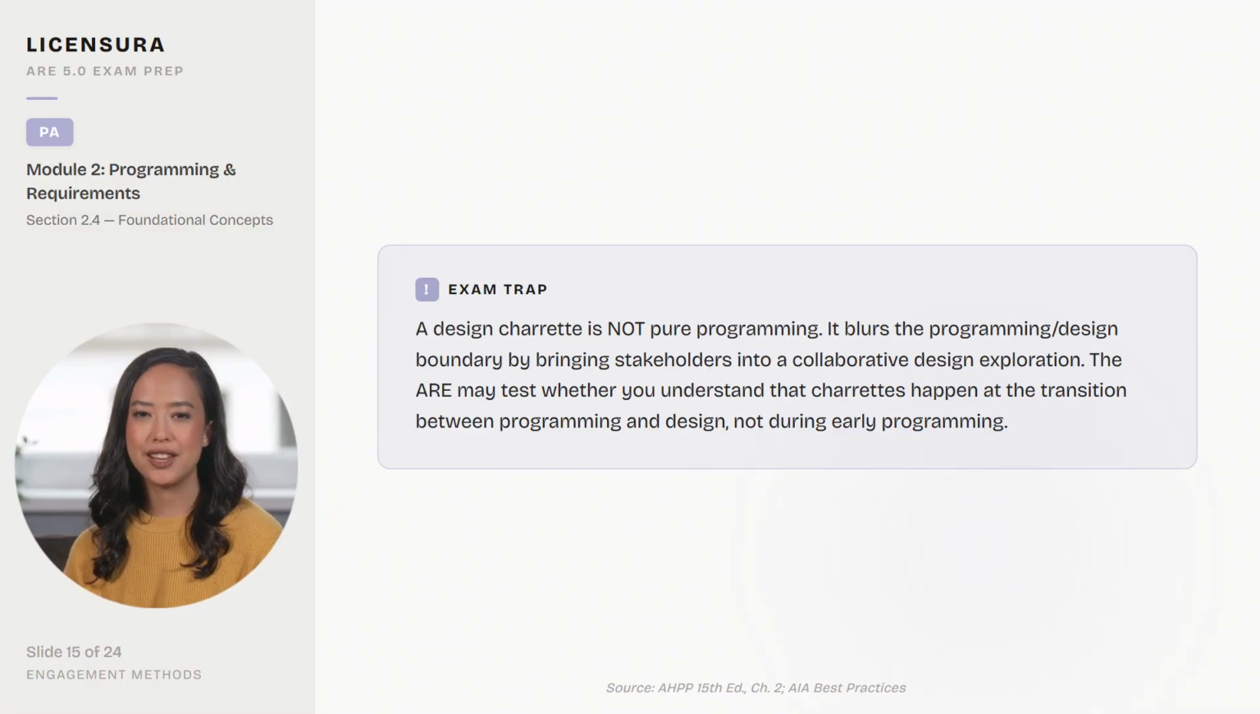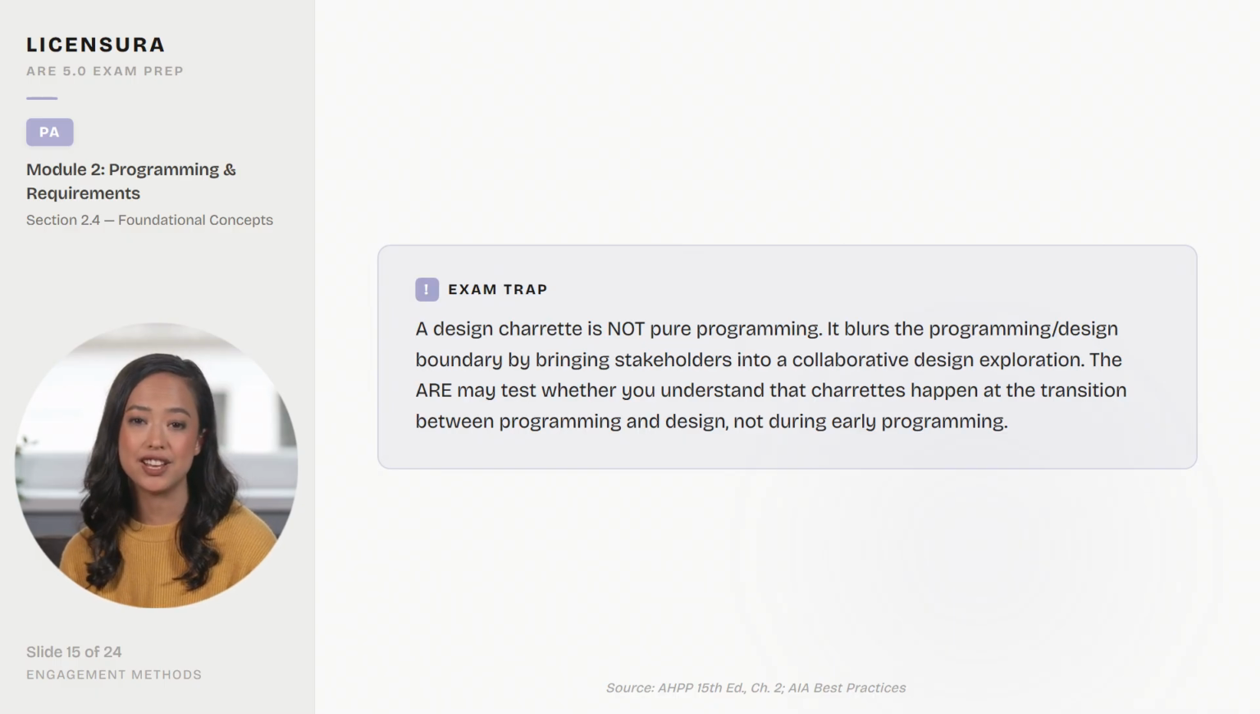A critical warning: a design charrette is not pure programming. It blurs the programming or design boundary by bringing stakeholders into a collaborative design exploration. The ARE may test whether you understand that charrettes happen at the transition between programming and design, not during early programming.